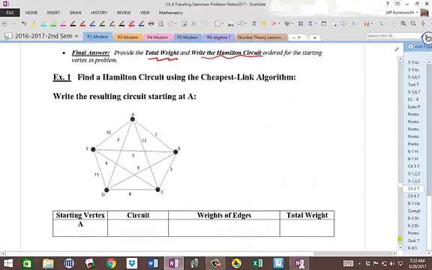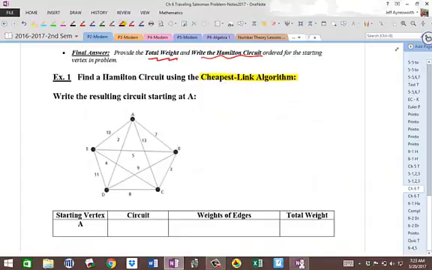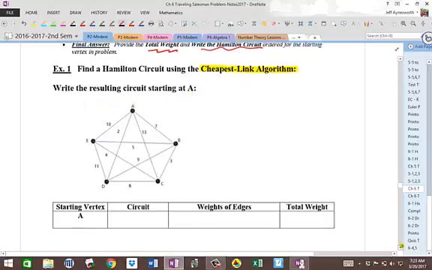So let's get started here. Our first example is a simple one. We have a complete graph, K5, and we want to find a Hamilton circuit using the cheapest link algorithm, not nearest neighbor, not brute force, or repetitive nearest neighbor or anything like that. We're going to go cheapest link, and when we're done, we're going to write the results starting at A.